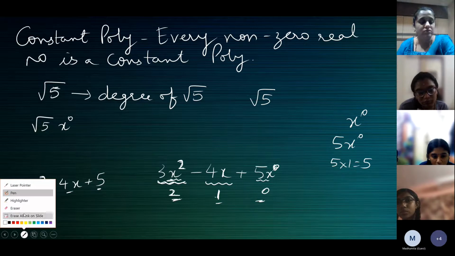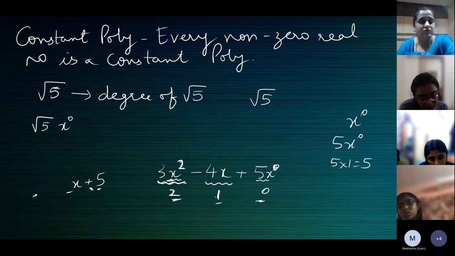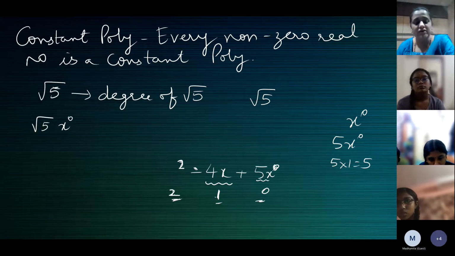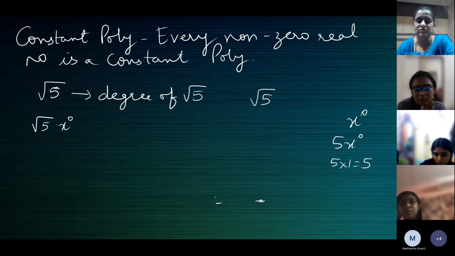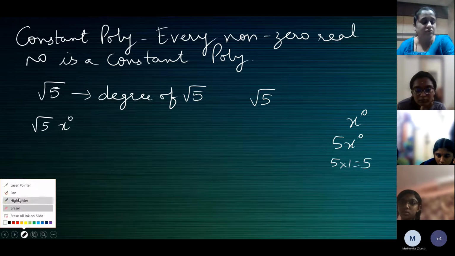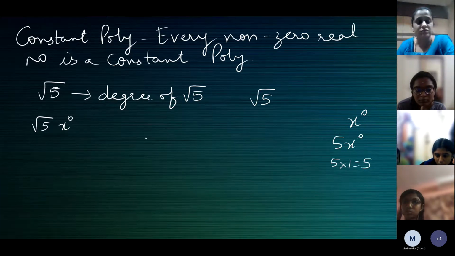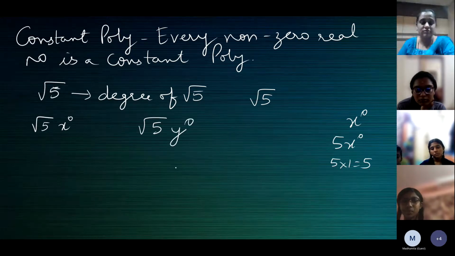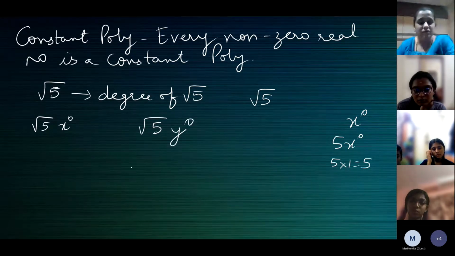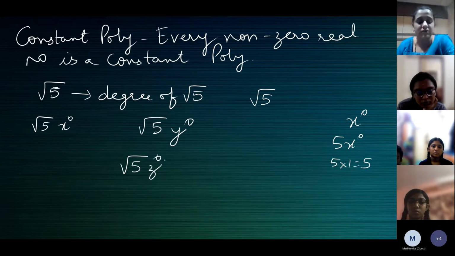So now when it is simply root 5, you can write root 5 as root 5 x to the power 0 or root 5 y to the power 0. Just use any variable and raise it to the power 0. Root 5 z to the power 0. You have to raise the variable to the power 0 because anything raised to the power 0 is 1.